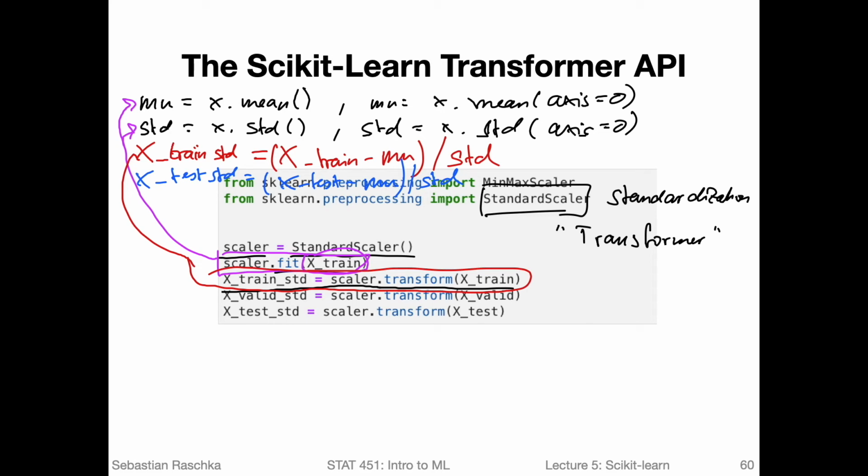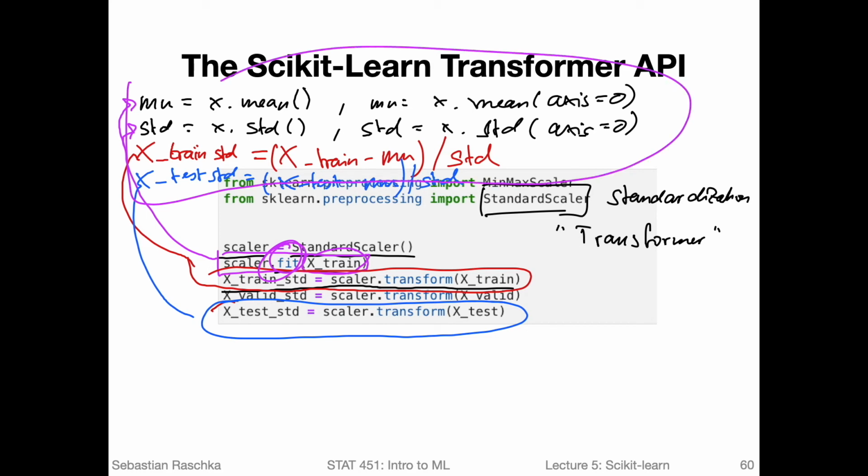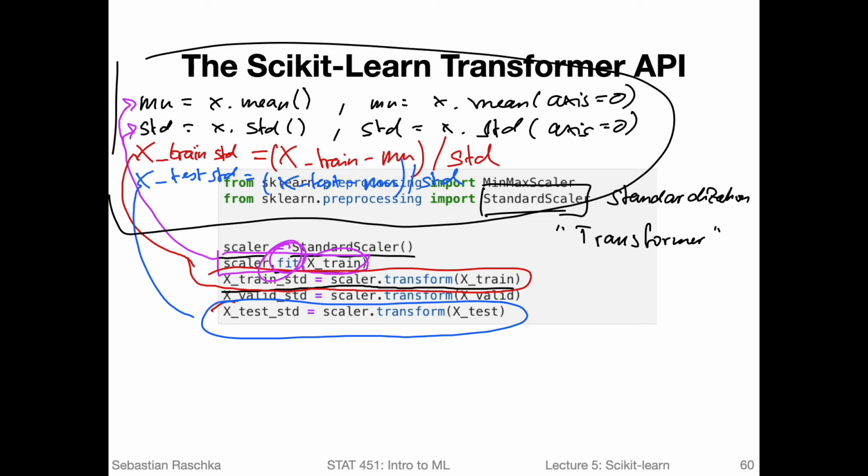And then if we have a new data set, like the test data set or validation data set, we can also scale that one. But note that we are not calling fit again. Here the fit method is only called on the training set. That is similar to not inferring the mean and standard deviation from the test set, but using the parameters from the training set.